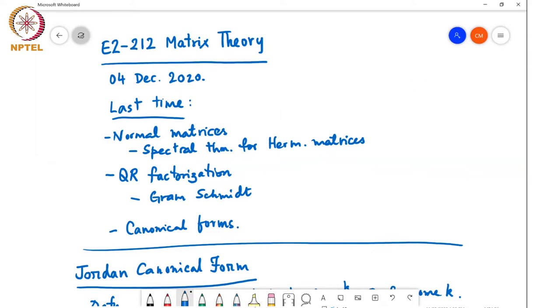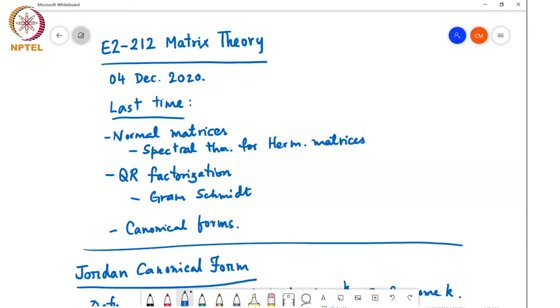So the last time we were looking at normal matrices and the spectral theorem for Hermitian symmetric matrices. We also discussed the QR factorization, which is based on the Gram-Schmidt orthogonalization procedure. And we started discussing these canonical forms. Canonical forms are a way to reduce a matrix to a simpler form, which will allow you to compare matrices and see whether they have the same canonical form or not, which in turn allows you to conclude whether those matrices are going to be similar or not. And there are many other uses which we will discuss in the course of these lectures.